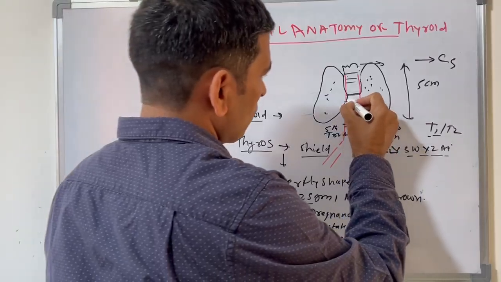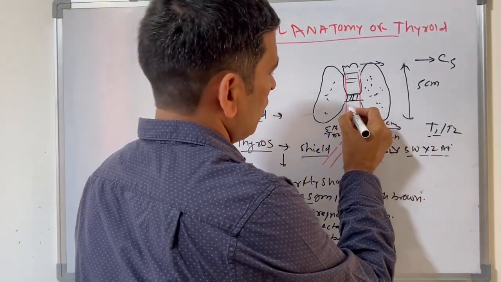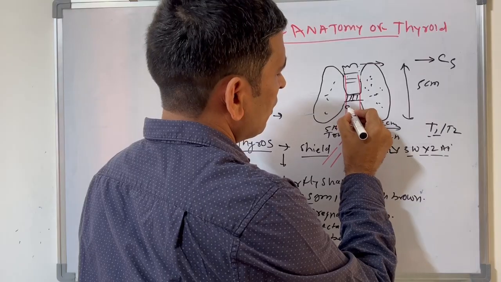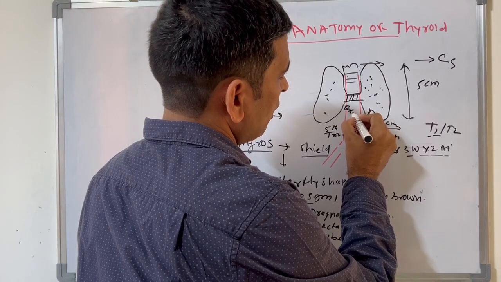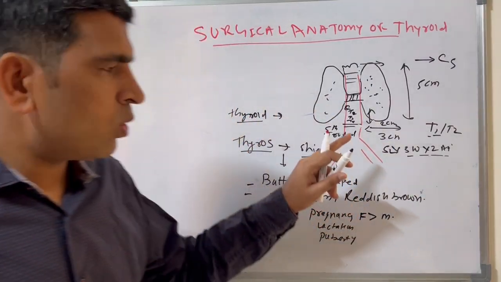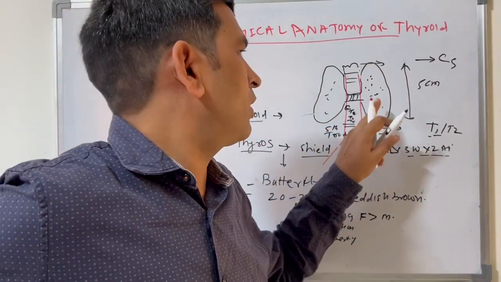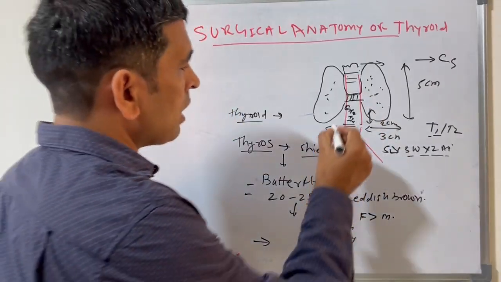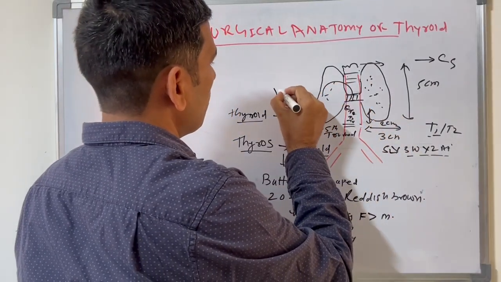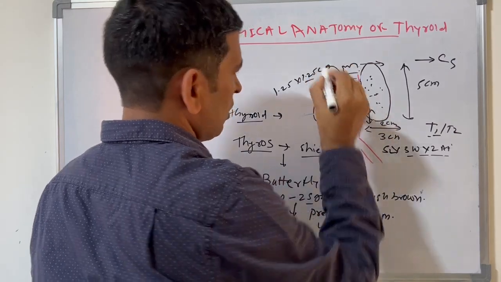And this isthmus is situated between the tracheal rings T2, T3, and T4. So this extends over the second to fourth tracheal rings. Isthmus dimension is about 1.25 by 1.25 centimeter.